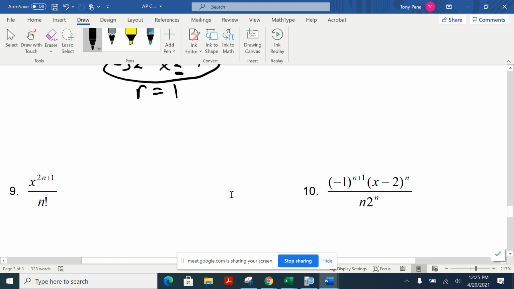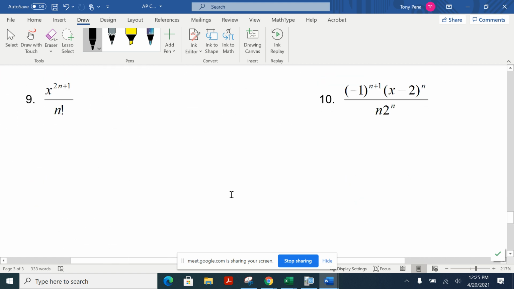The next one's a big one. All right, so go to number 9. Now we introduce some factorials, so those are always fun. So go ahead, set up your ratio test first of all. Make sure we got that part of it down.